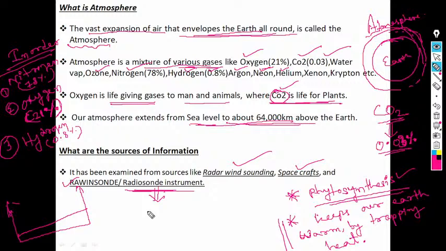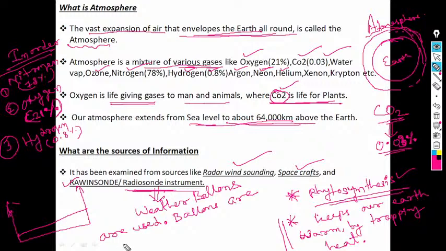In the radio zone instrument, weather balloons are used. The balloons are filled with hydrogen gas. Most of us see these hydrogen balloons in our Republic Day parade.